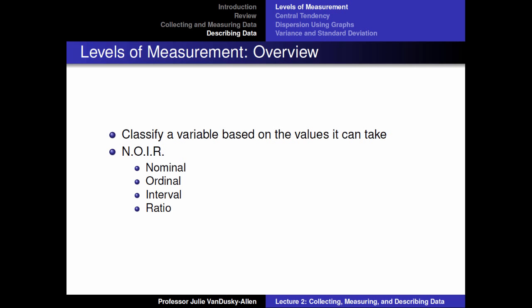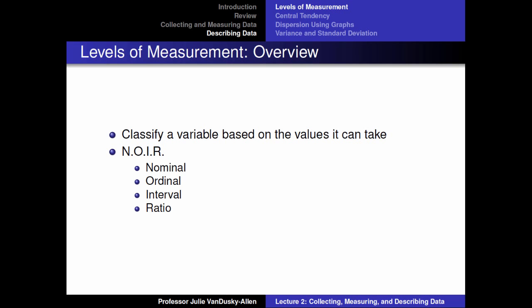After you have collected your data, the first step in analyzing your data is describing the basic characteristics of the variable. The first characteristic you need to take into consideration is your variable's level of measurement. It tells you more about the meaning of the values that your variable takes.